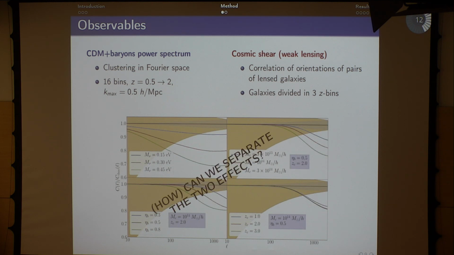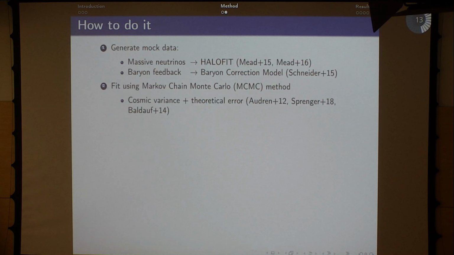So the question we want to address actually is, can we separate the two effects of baryon feedback and neutrino mass, and if yes, how? The idea is pretty simple. We generate mock data. We don't run any simulation. We just generate mock data using the most powerful tools to predict the quantities that are affected by nonlinear evolution, such as HaloFit, this tool that can predict the nonlinear power spectrum at low redshift. And we take into account baryon feedback using the baryon correction model that I previously presented to you.